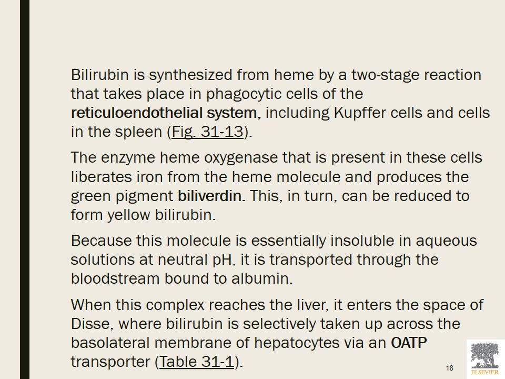Because this molecule is essentially insoluble in aqueous solutions at neutral pH, it is transported through the bloodstream bound to albumin. When this complex reaches the liver, it enters the space of Disse, where bilirubin is selectively taken up across the basolateral membrane of hepatocytes via an OATP transporter.